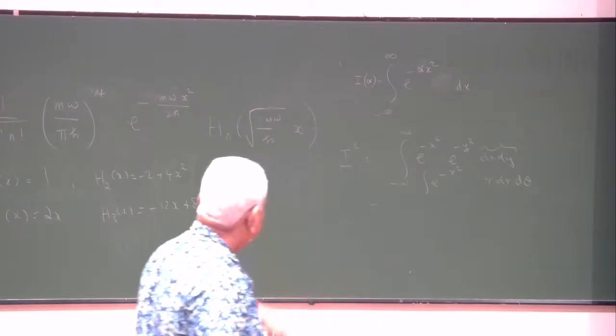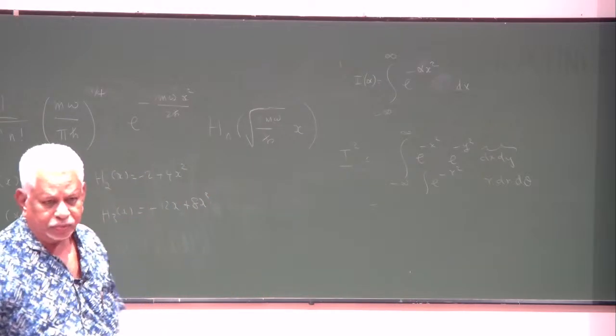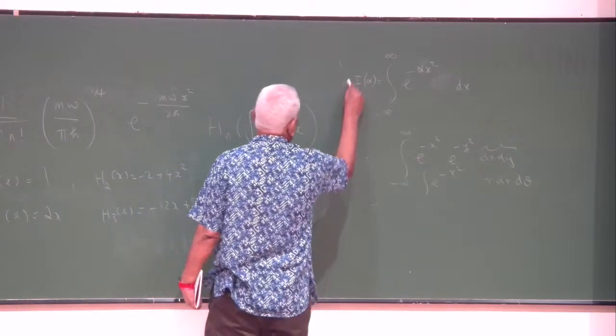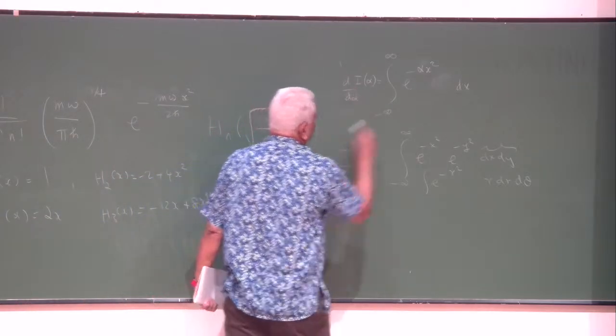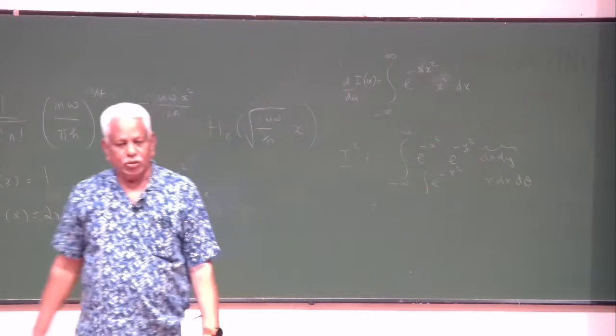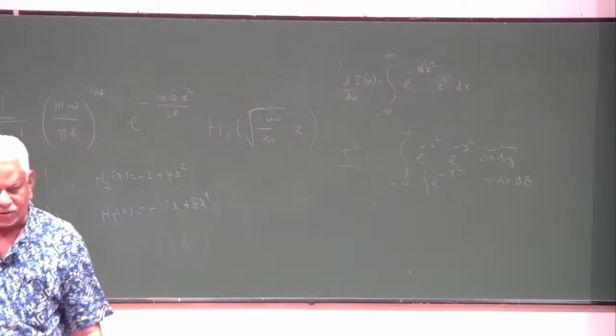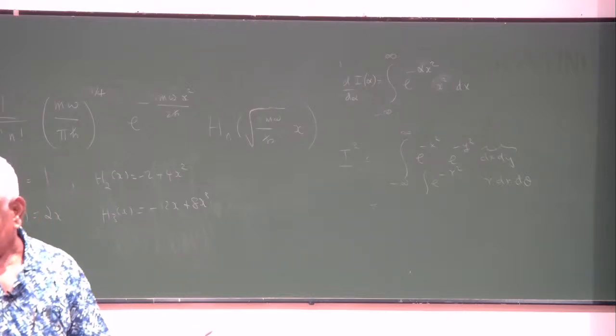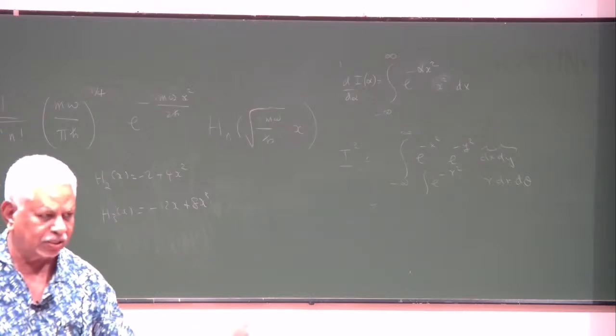Now, if you want to get e power alpha x square, what is it you want? If you differentiate this with respect to alpha, you will have x square here. So, if you have the function I alpha, you can differentiate it with respect to alpha and put alpha equal to 1. That is all, as simple as that.